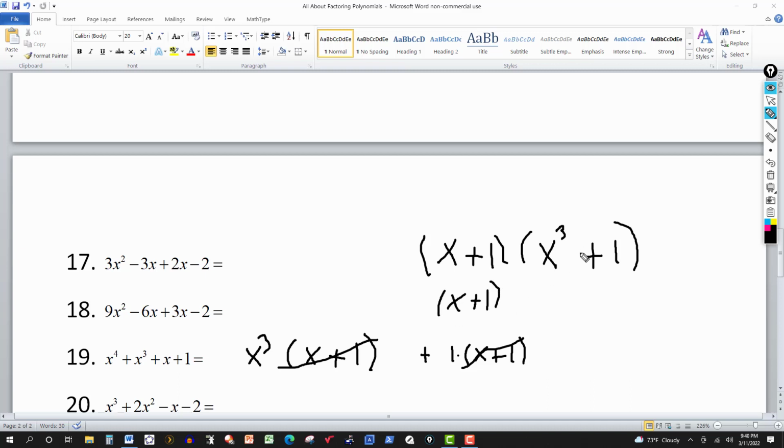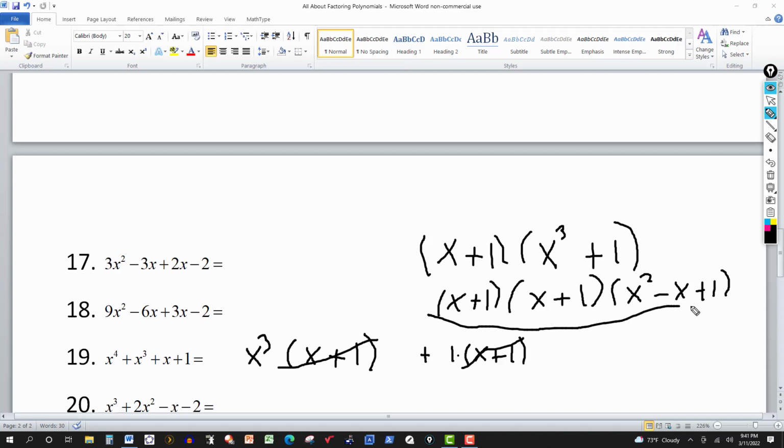So we have x cubed plus 1. That's a sum of cubes, so we know we can factor it. The first factor would be the sum of the cube roots, so it's x plus 1. 1 is a cube, 1 to the third is 1. And then the second factor will be the square of the first one, so this will be x squared, then minus the product of those two cubes, so 1 times x, minus x, plus 1 squared is 1. This is really the answer.